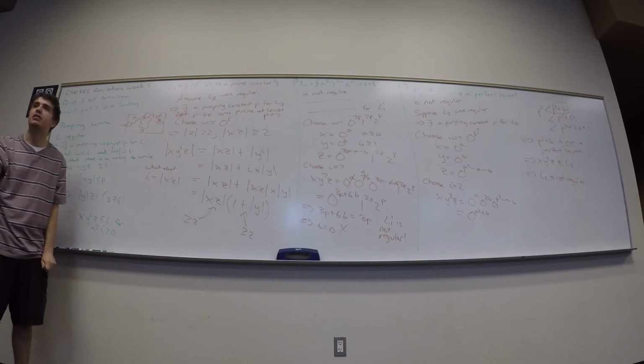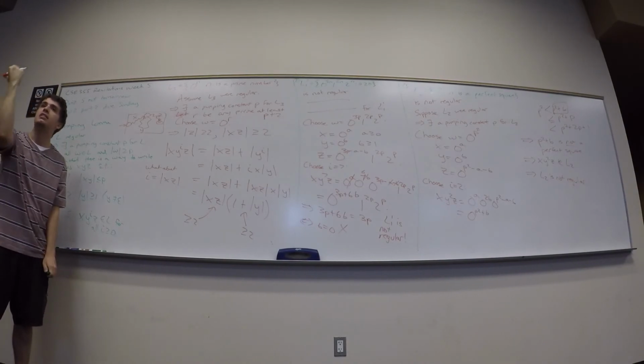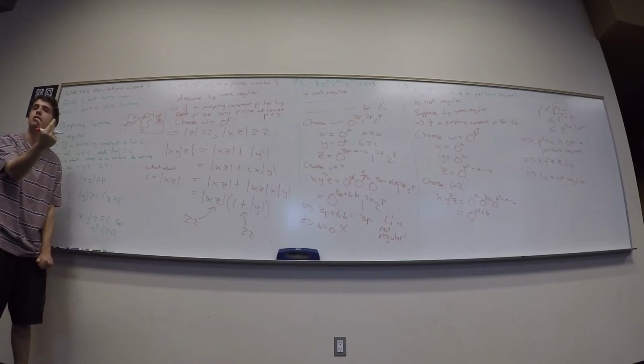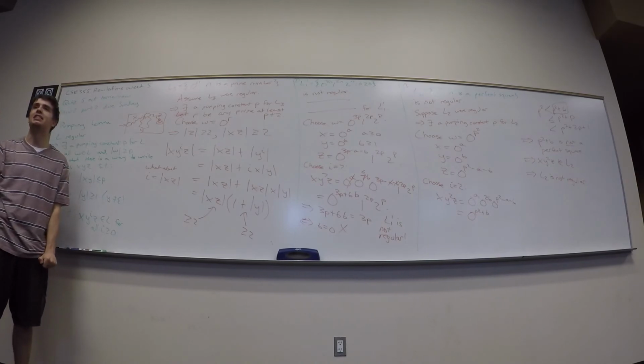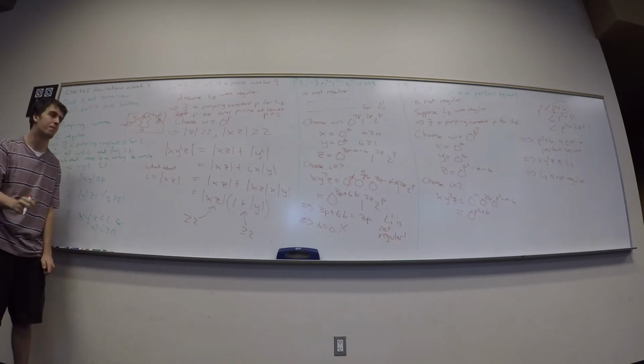Something that's greater than or equal to 2, times something else also greater than or equal to 2. Can that number be prime? No. Why? Because a prime number is defined to be something that's divisible only by 1 and itself.